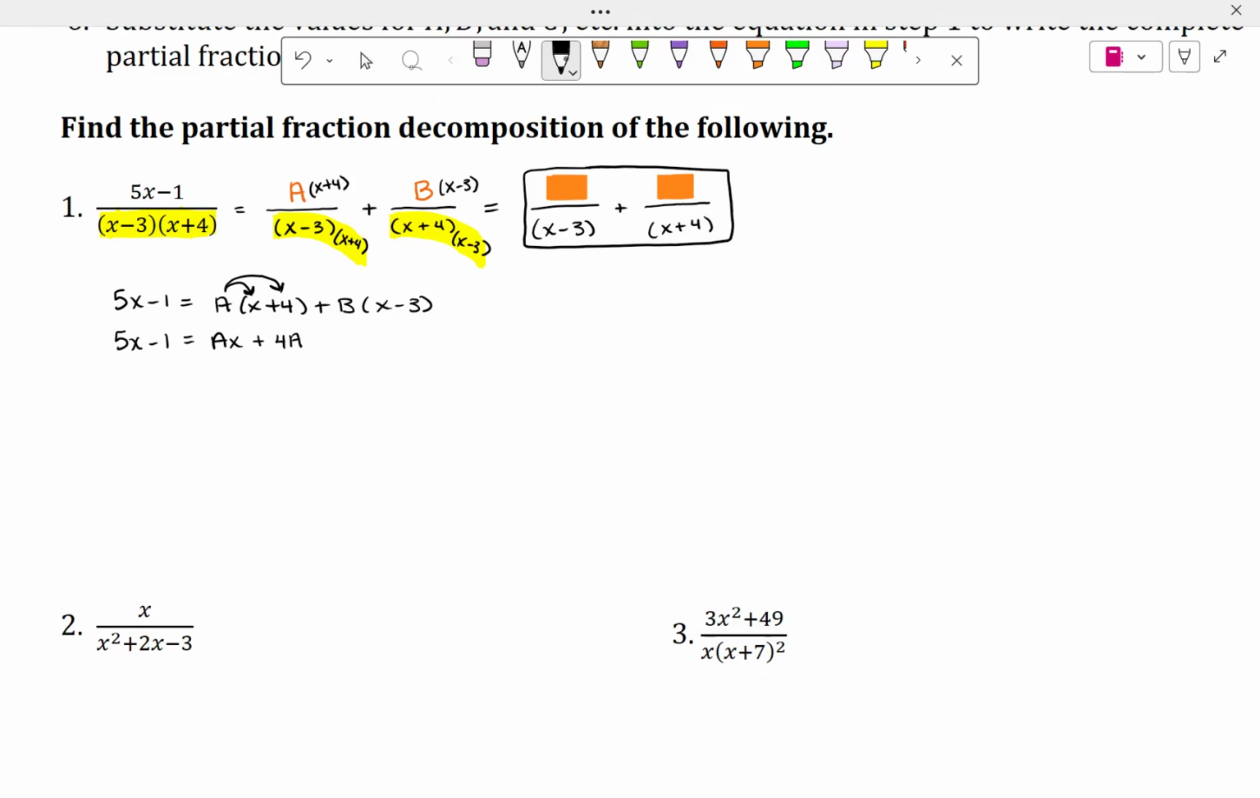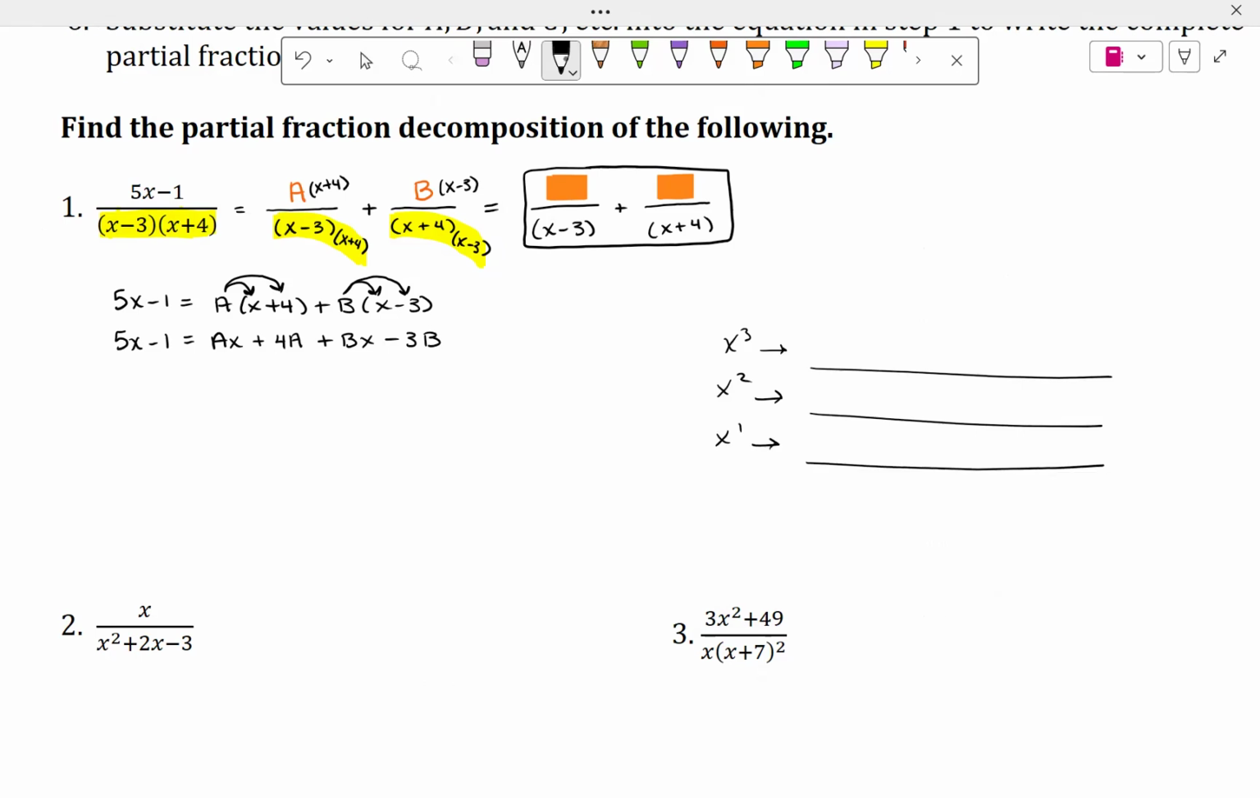I then have a positive b times x, so plus bx. And then a positive b times negative 3 ends up being negative 3b. There are like terms here, and you're going to go with the degree of your x's to build your rows based on those like terms. So if I had x cubes in here, I would have a row of x cubes, and then a row of x squareds, and then a row of x to the first, and then a row of just the constants, the number that stands alone.